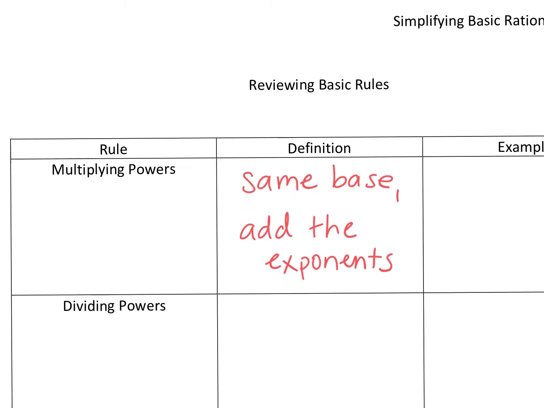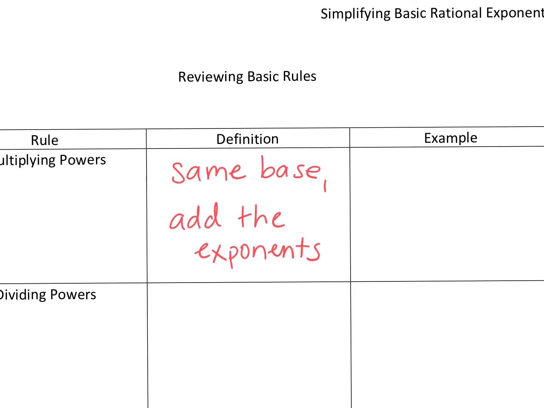Okay? So for instance, an example of this, if I have x to the third times x to the seventh, would we agree that both of those have the same base? Yeah, which is x. And now we can just add those exponents. So this would just be x to the 10th. And that's my answer.